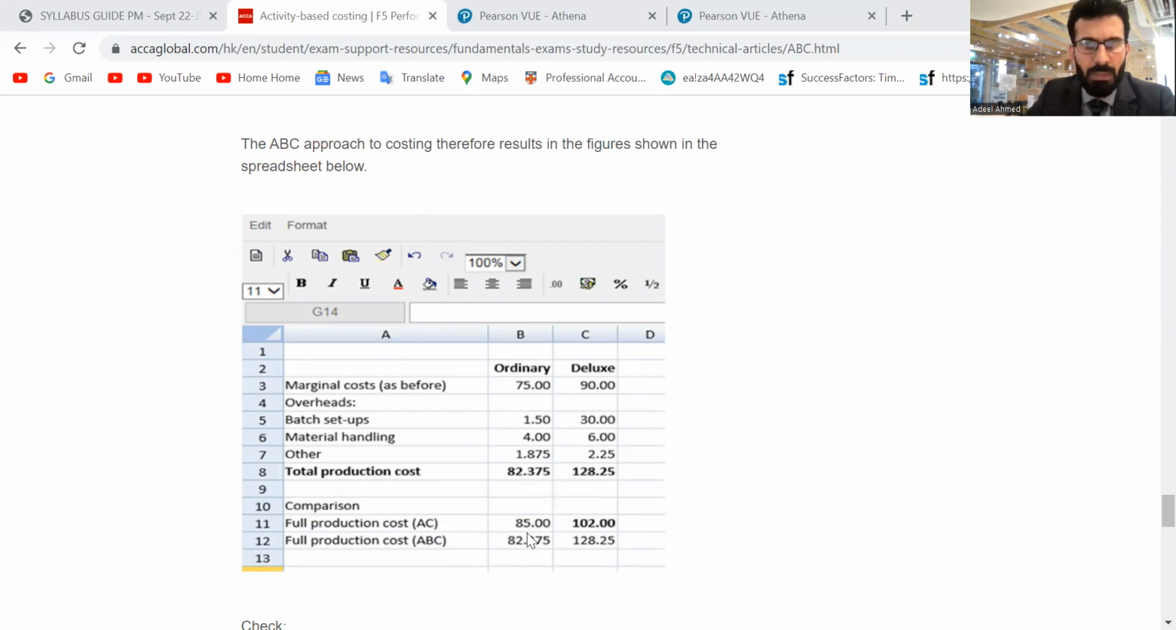Now, when we make a comparison, earlier the cost we calculated for absorption costing was 85 and now it is 82. And for deluxe also there is a difference. So using activity-based costing, the cost per unit for ordinary is slightly less, and for deluxe it is more, because as we discussed, in the case of product deluxe there is a significant difference. So we will prefer using activity-based costing because it is a more accurate costing technique. The reason being, if our cost per unit is not correct, it could also affect our pricing decision. So this is what we have from activity-based costing.